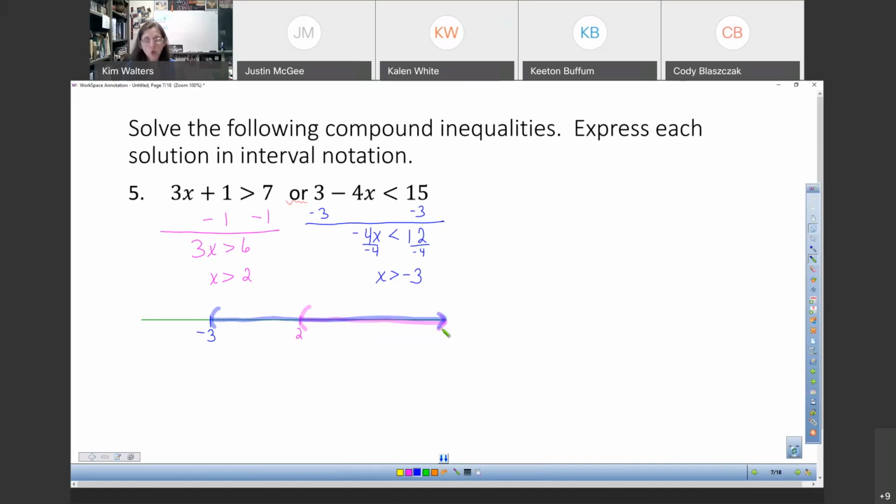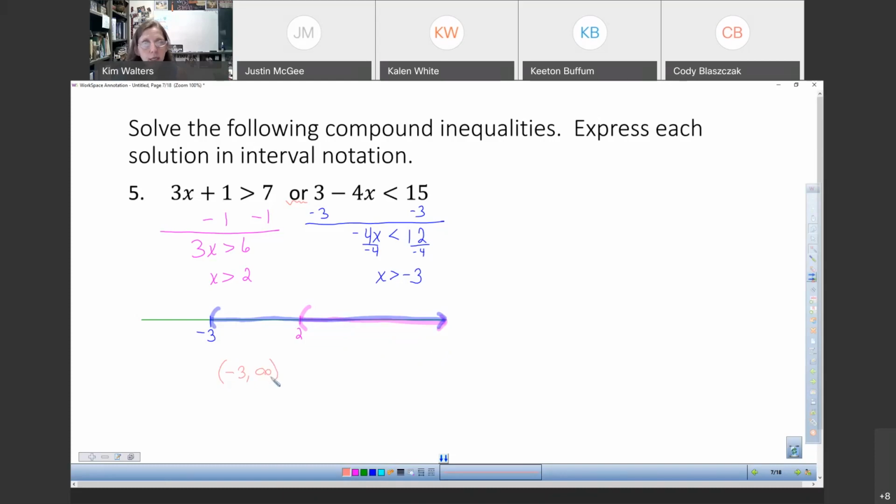Now, here's where we have to pay attention to this or word. Or means either one or both, okay? Because this is an or inequality, then my solution has to include everything that's shaded. And I want to write that as simple as possible. So my solution interval is going to be negative 3 to positive infinity, okay?